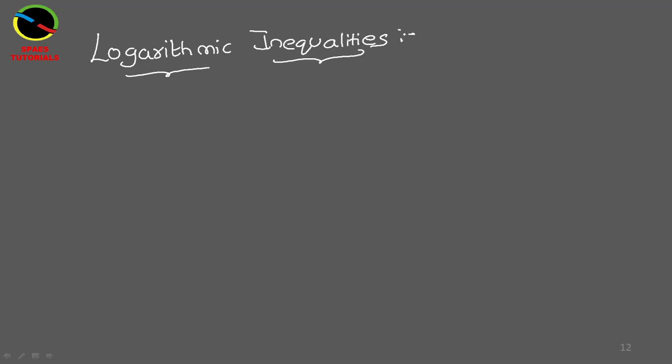Students, now we are going to see logarithmic inequalities, very much important. And don't get confused by seeing so many inequalities. Everything you can understand just by knowing one single graph. So first, let us have both the graphs with us, or let us discuss one graph by one graph.